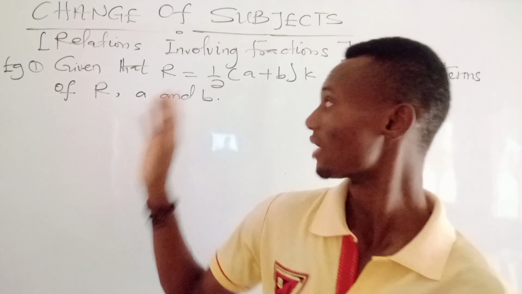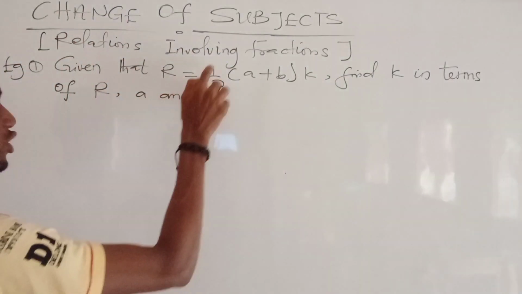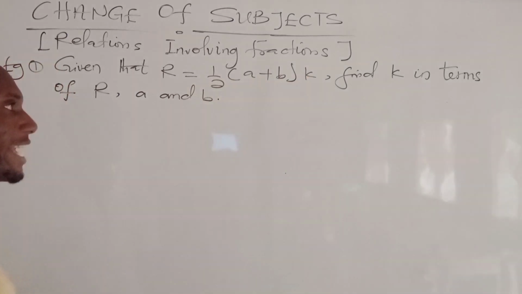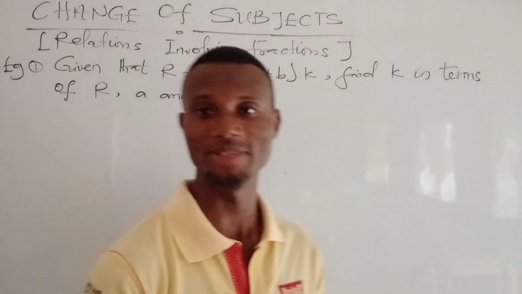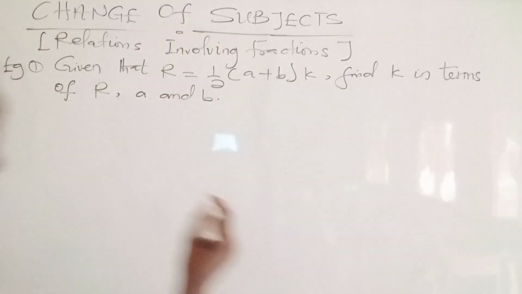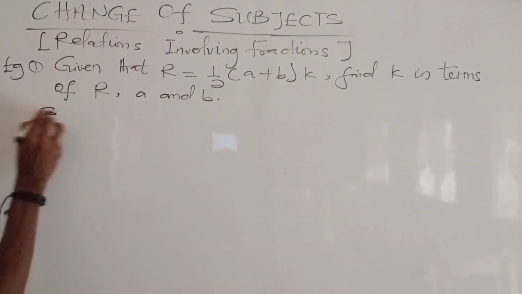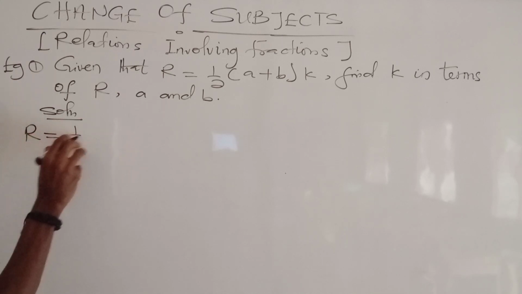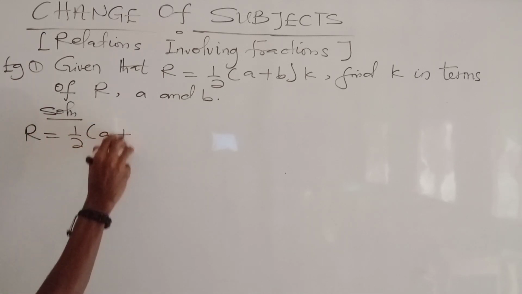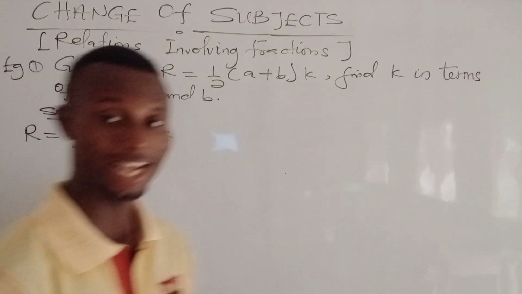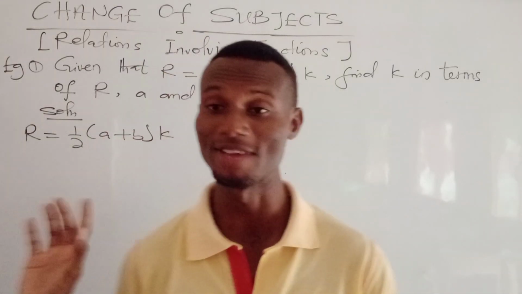So given the equation r equals 1 over 2 into bracket a plus b, b multiplied by k, we are to make k the subject of that equation, or that relation. Let me write my solution down, and let's do it together. I'm going to write the equation given: r equals 1 over 2 into bracket a plus b, b multiplied by k. We are to make k the subject from this given equation.